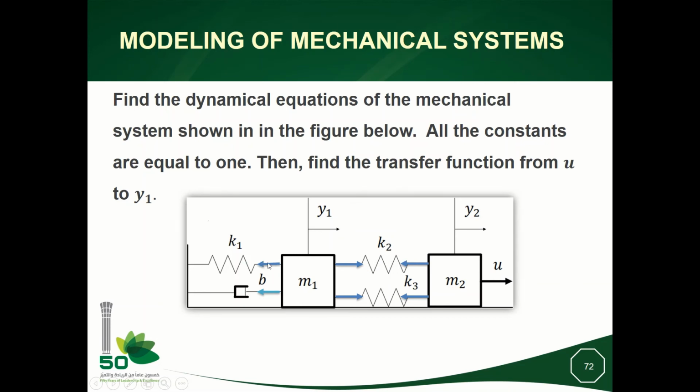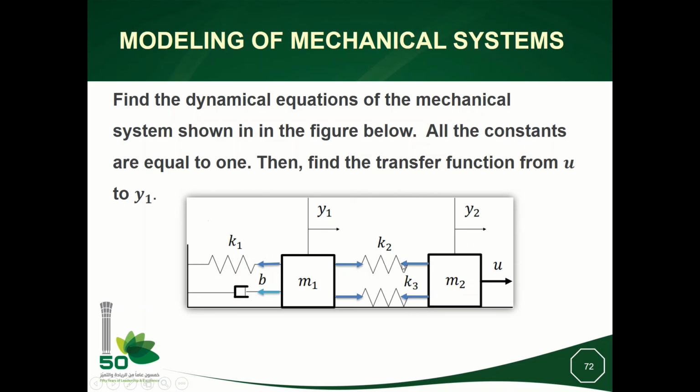So I have a force from here and a force from here. The force which is here is the value of the spring K2 multiplied by Y2 minus Y1. So this force is K2 multiplied by Y2 minus Y1. And this force is related to this spring, so it will be K3 multiplied by Y2 minus Y1.